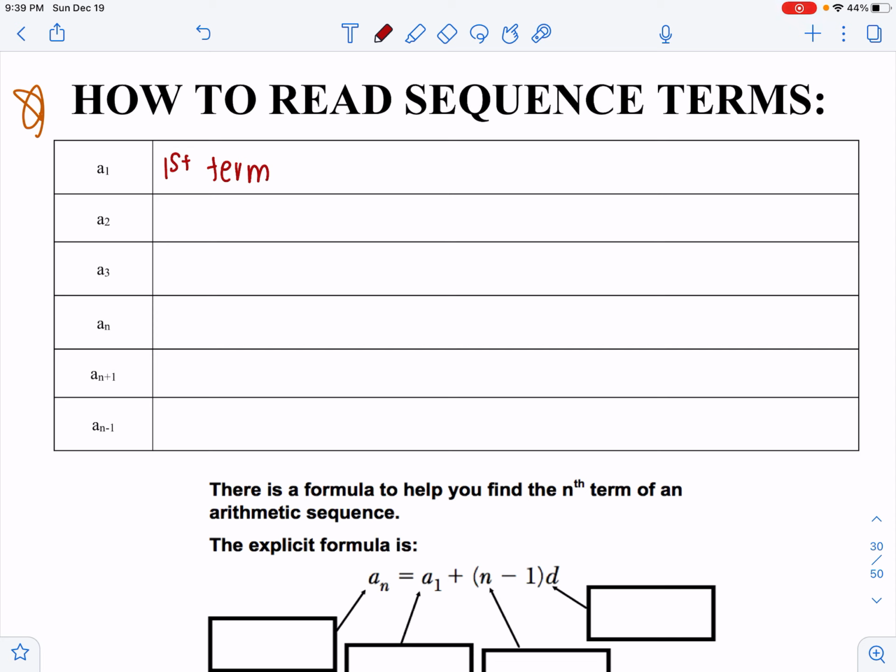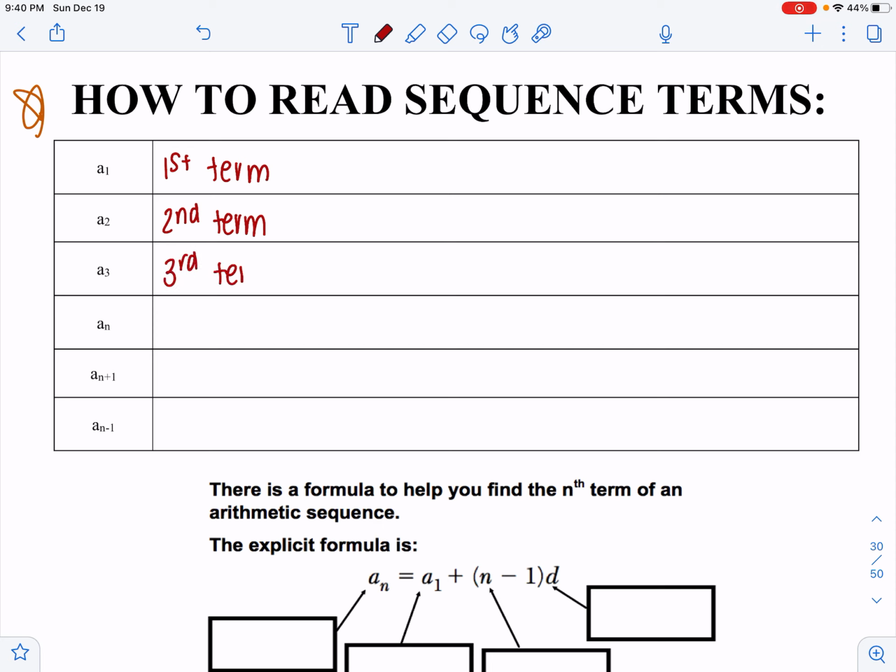It's always the first something. Like let's say when we're dealing with word problems, it could be the first week, the first month. But A with the little 1 is our first term. So A with a little 2 would be our second term. And then you can probably guess what A with the little 3 means. That means our third term.